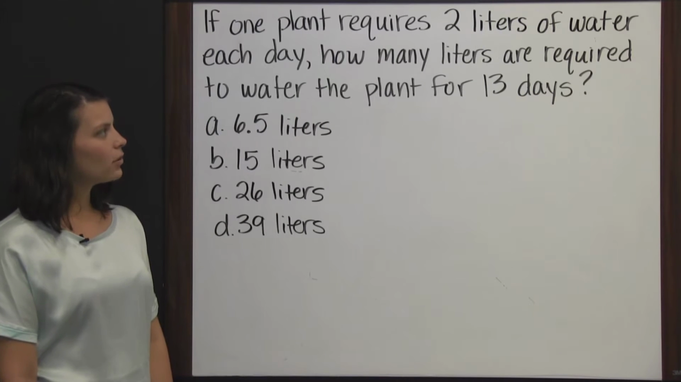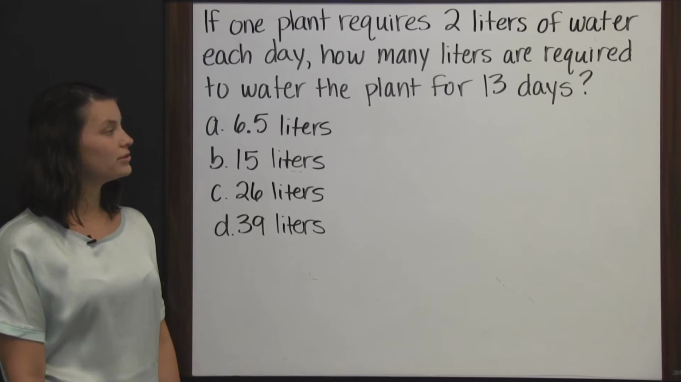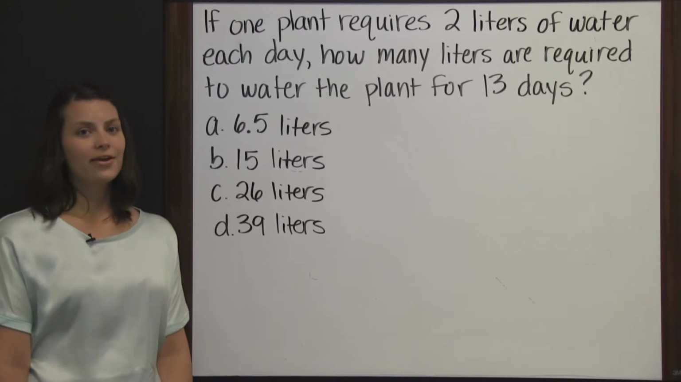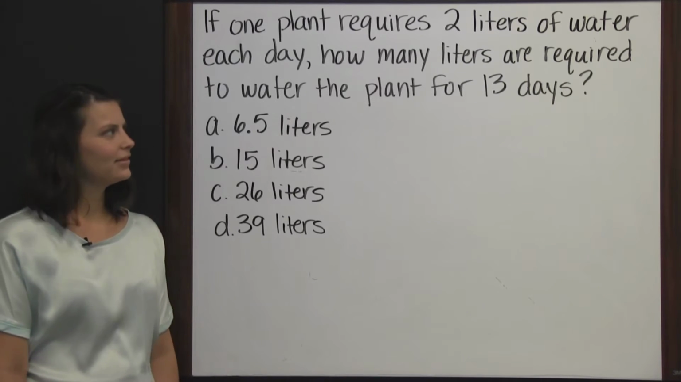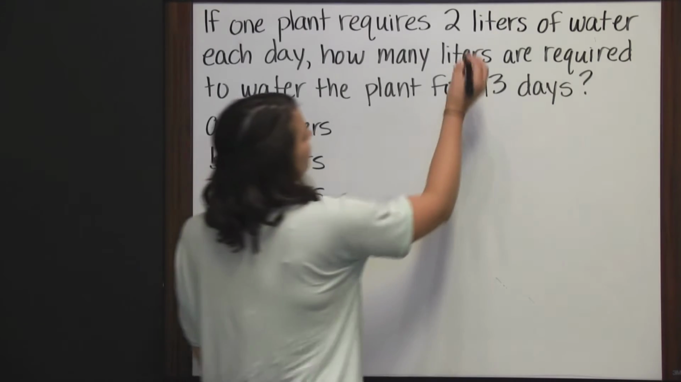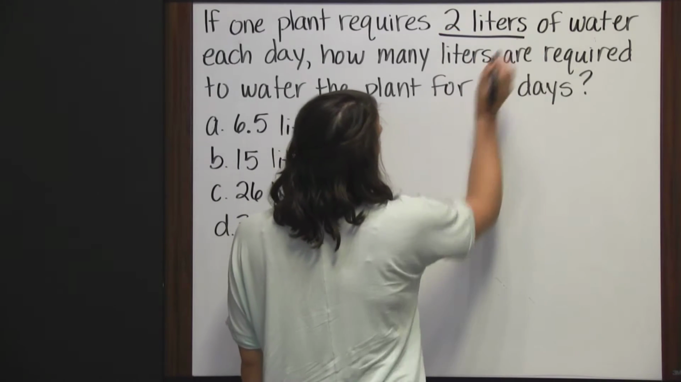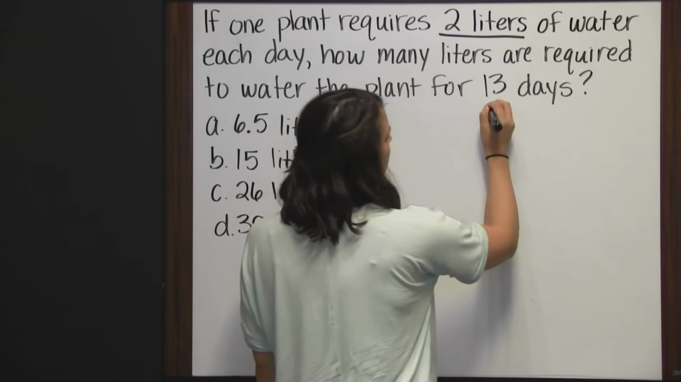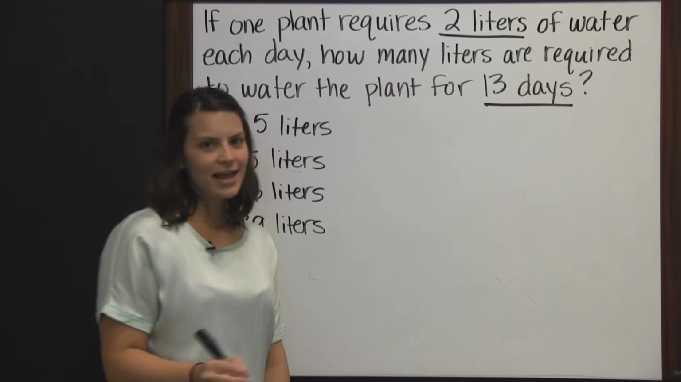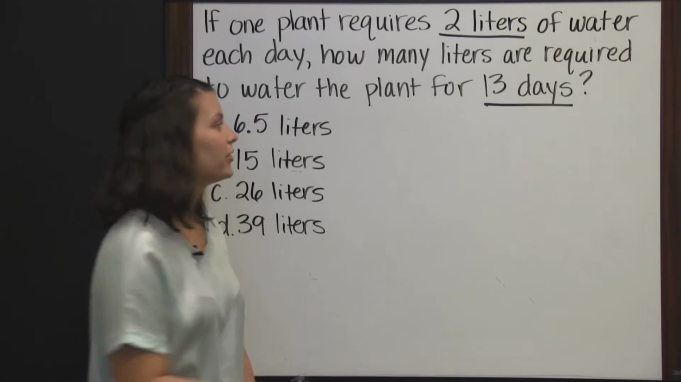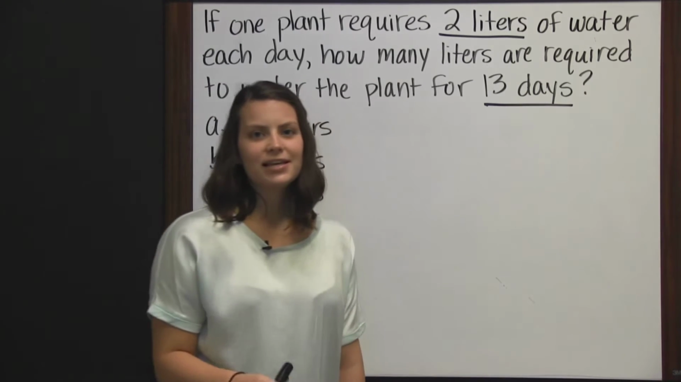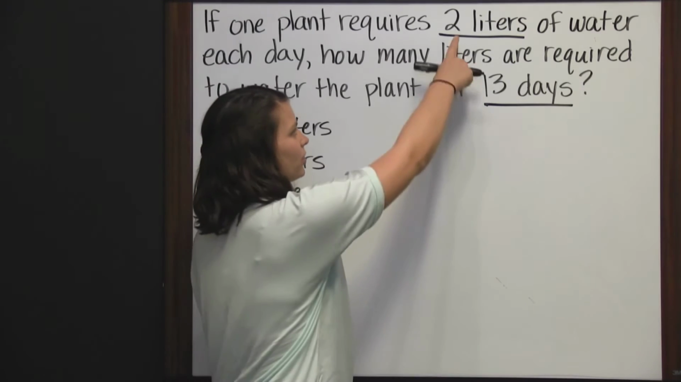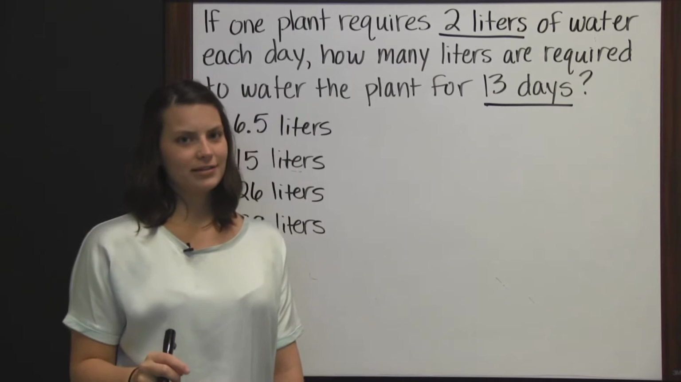If one plant requires 2 liters of water each day, how many liters are required to water the plant for 13 days? So for one day, this plant requires 2 liters of water. But we're going to water this plant for 13 days. That means we're going to water this plant 13 times. And each time we water it, we're going to put 2 liters of water in it.